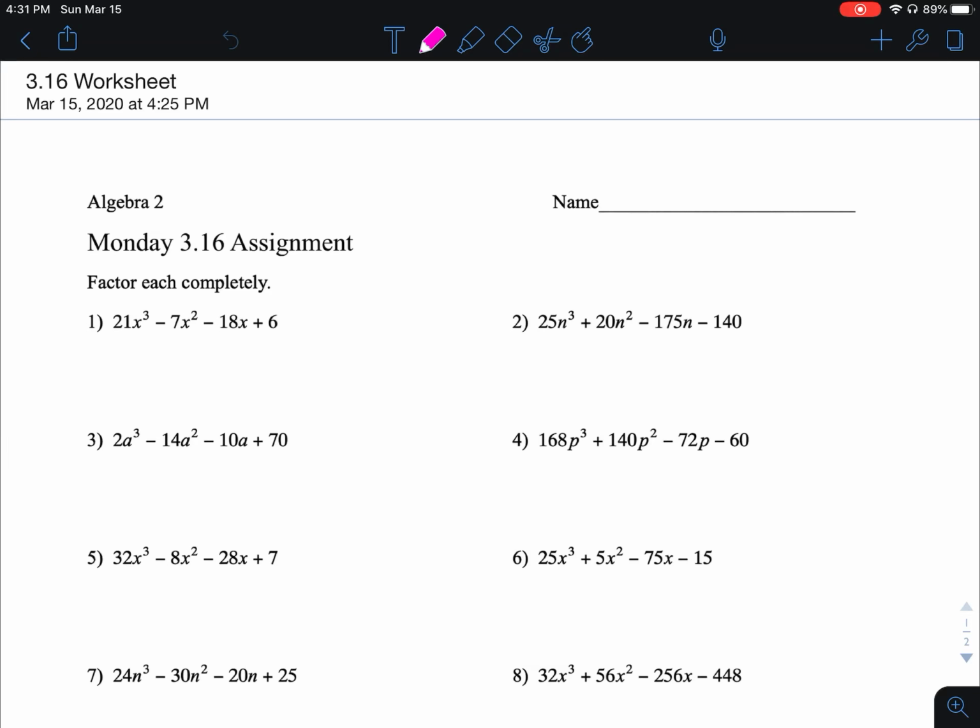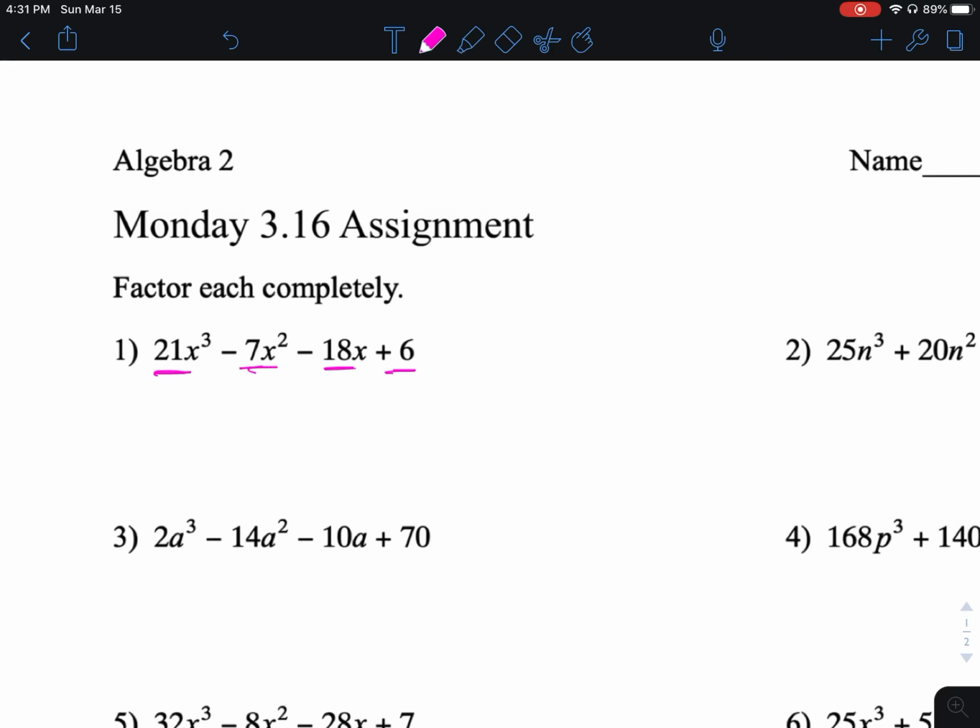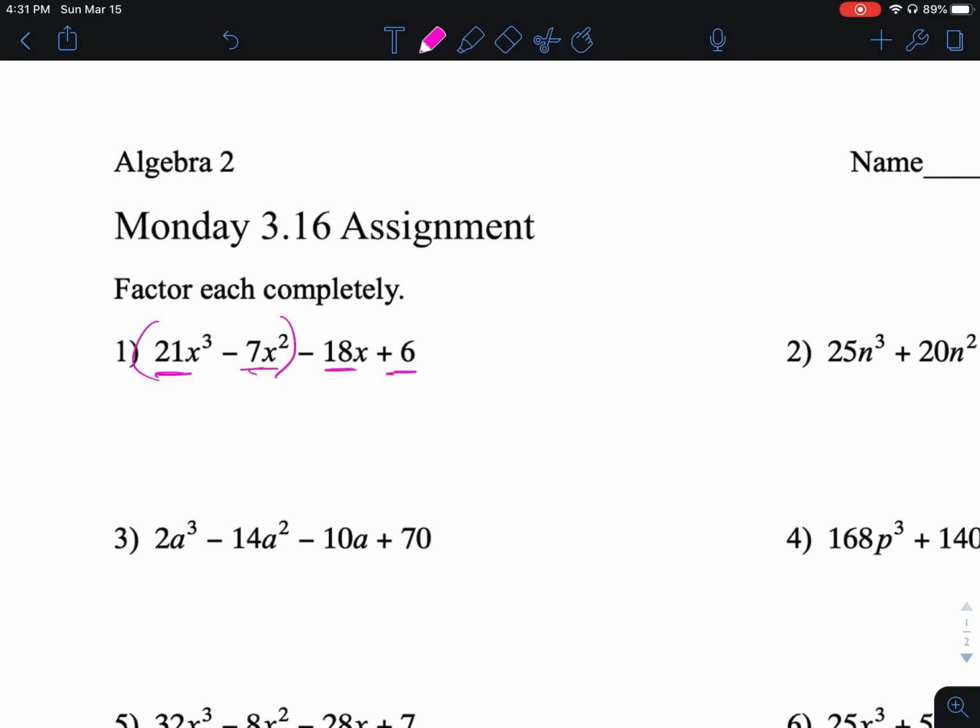All right. Okay. So number one, first thing we need to do is look at all three of our terms that we have here. Is there anything that I can divide all three of those terms by? There is not. So what we're going to do is look at just the first two. We're going to group the first two together and the second two together. So on the first two, what can I factor out of both 21 and 7? Okay, so we can factor out a 7, and then if we look at our x's, we can factor out x squared. So we're going to factor out 7x squared. So then I would be left with 3x minus 1.